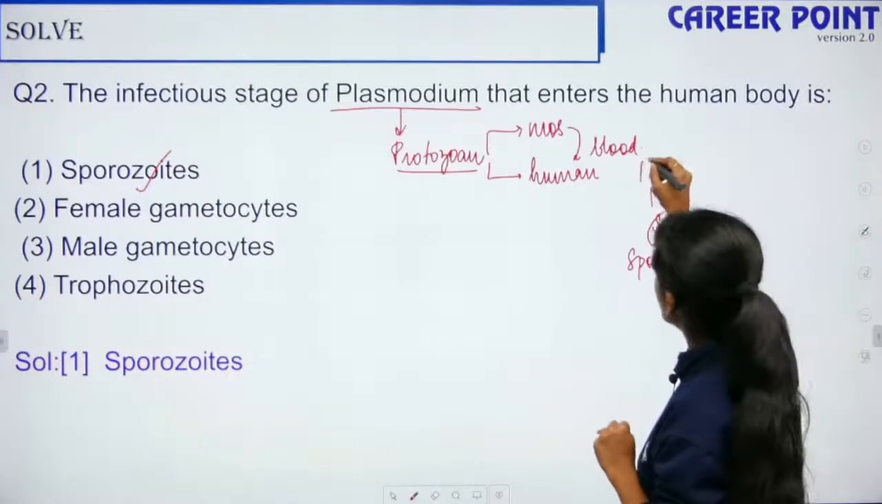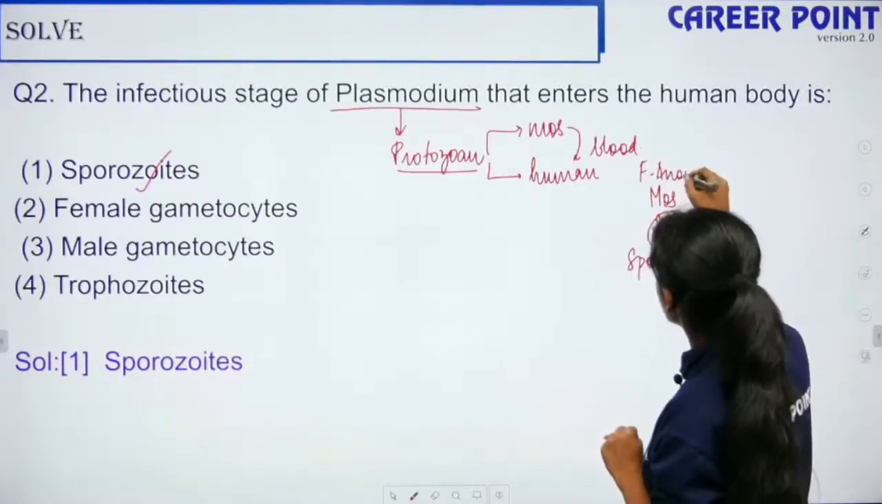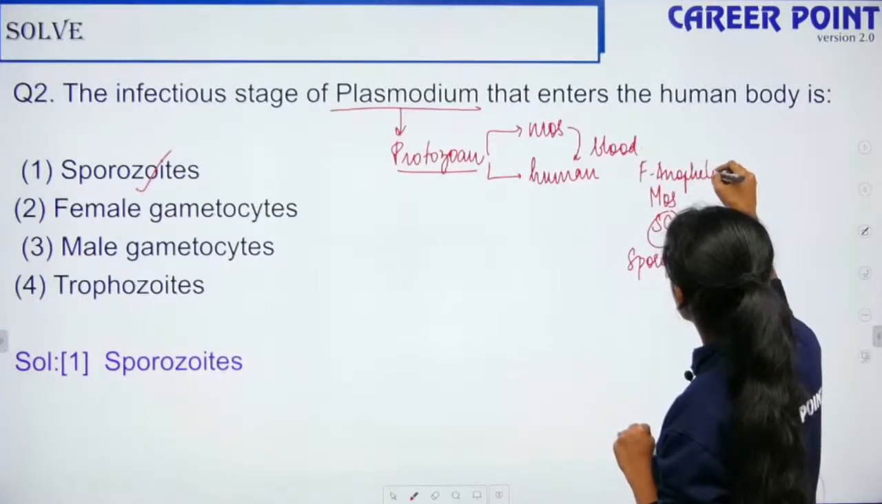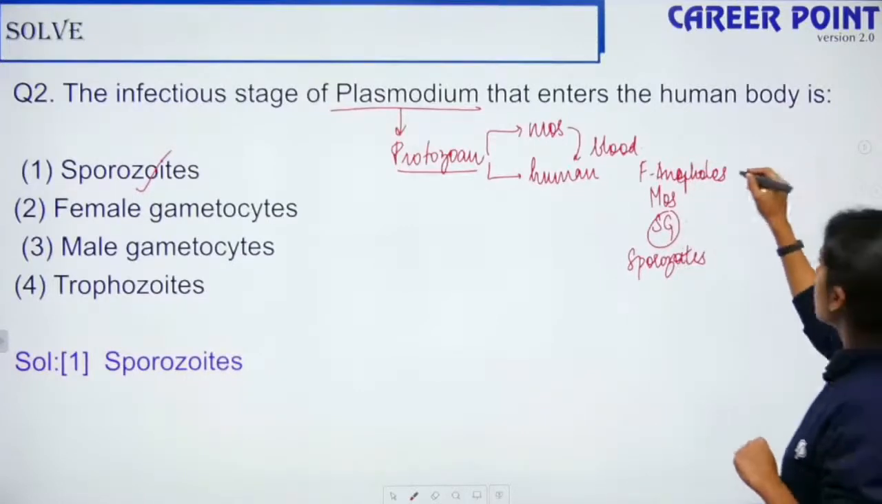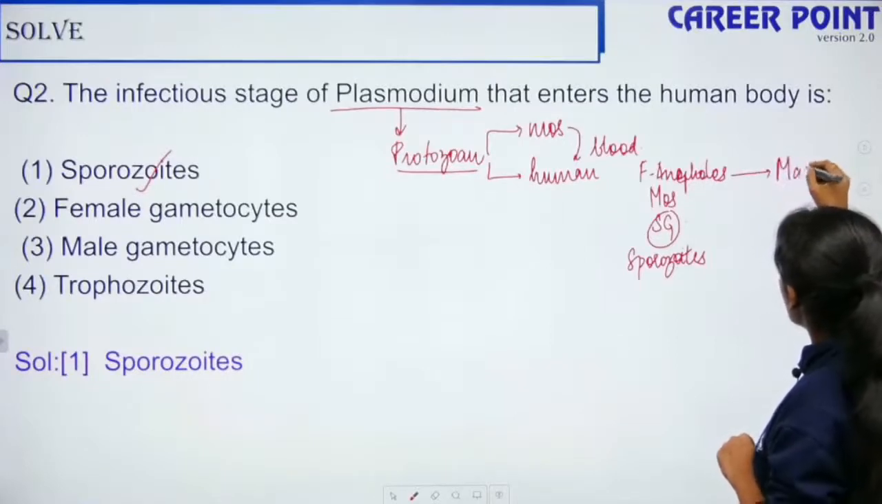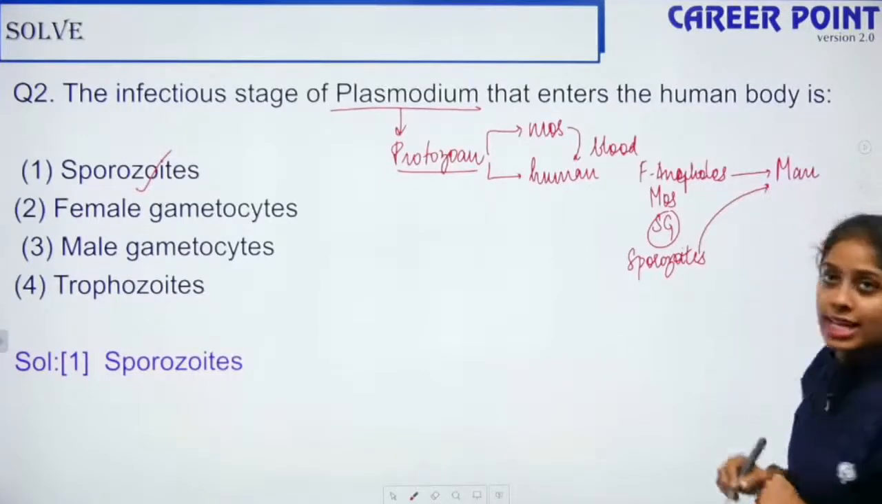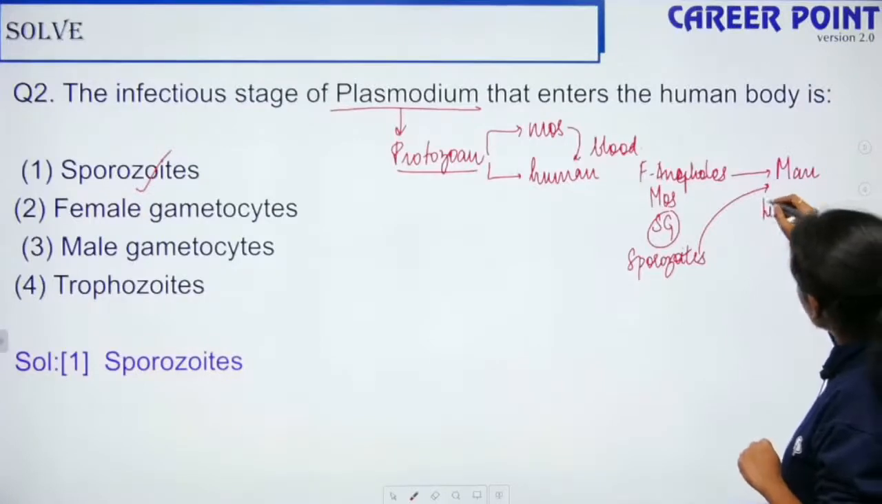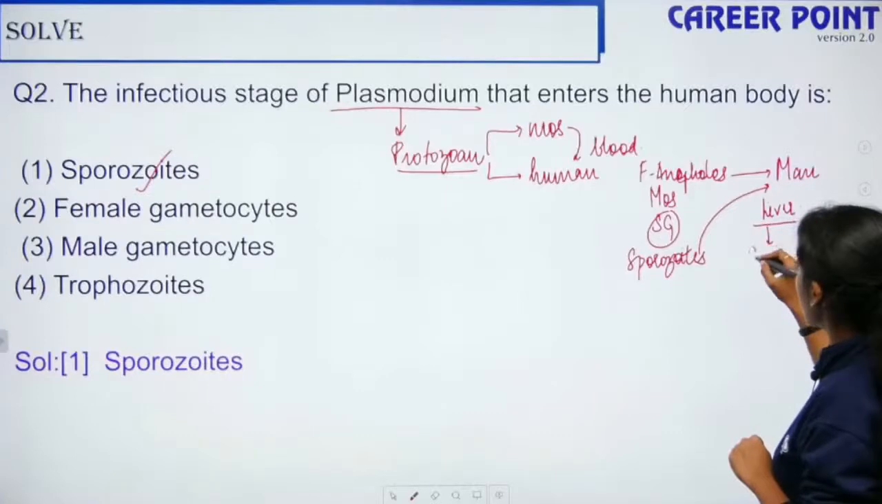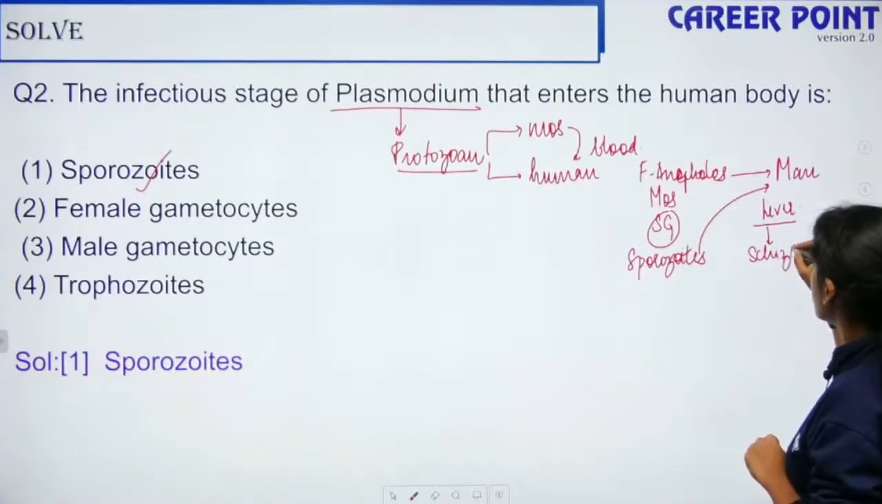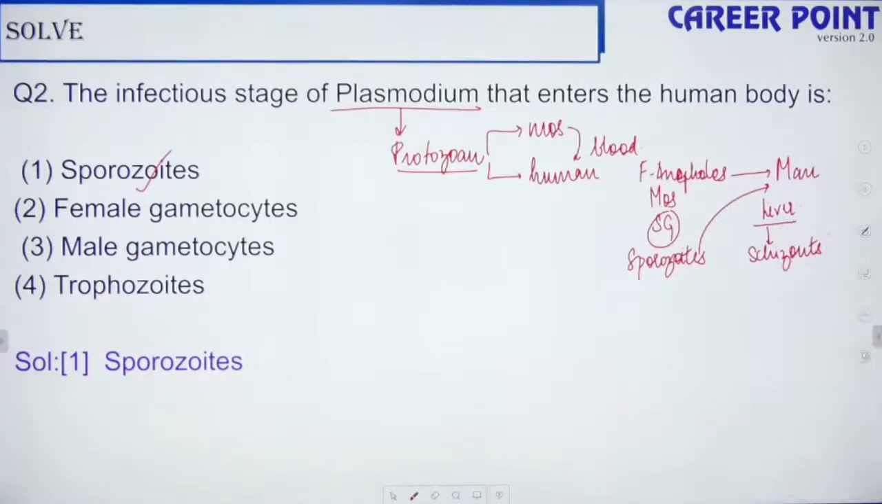Here the mosquito is the female Anopheles mosquito. This mosquito bites a human, so the sporozoites enter inside the human. They quickly replicate inside the liver and they become mature. When they are mature, they are known as schizonts. These schizonts then enter your blood circulation, especially your RBC.